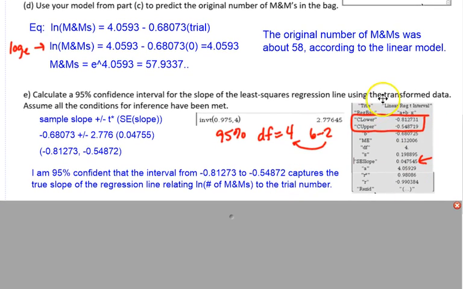Now when you interpret it, remember, you've got to be careful. You're still talking about natural log, or number of trials and natural log of remaining M&Ms. So I am 95% confident that the interval from negative 0.81273 to negative 0.54872 captures the true slope of the regression line relating the number of, probably should have said number of remaining M&Ms to the trial number. So it's relating the natural log of M&Ms to the trial number, not the M&Ms. So be careful, you have to interpret it that way.